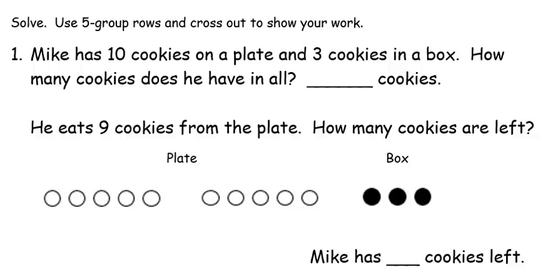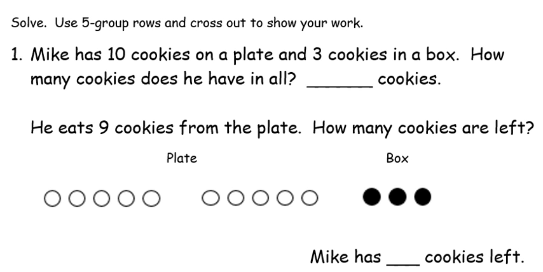This tutorial is for first grade, Module 2, Lesson 13. In this lesson, we will look at the number patterns that form when we subtract 9 from a number. The directions say to solve by using 5 group rows and a cross out to show our work.